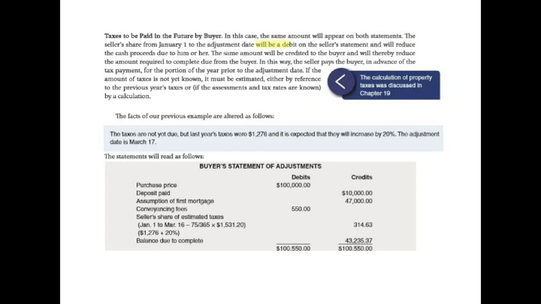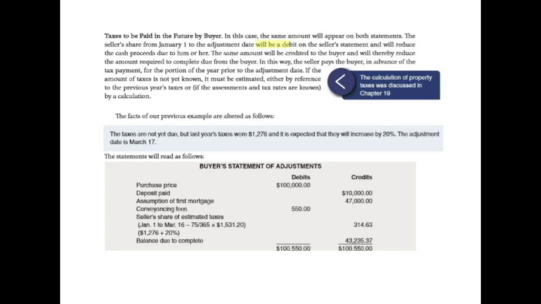Taxes to be paid in the future by the buyer. In this case, the same amount will appear on both statements. The seller's share from January 1st to the adjustment date will be a debit. That means a frowny face, something owing on the seller's statement, and will reduce the cash proceeds due to them. The same amount will be credited to the buyer and will thereby reduce the amount required to complete from the buyer. In this way, the seller pays the buyer in advance of the tax payment for the portion of the year prior to the adjustment date.